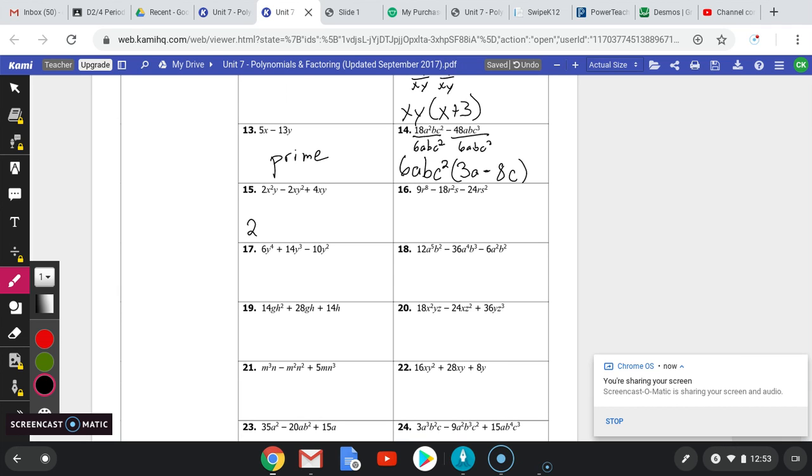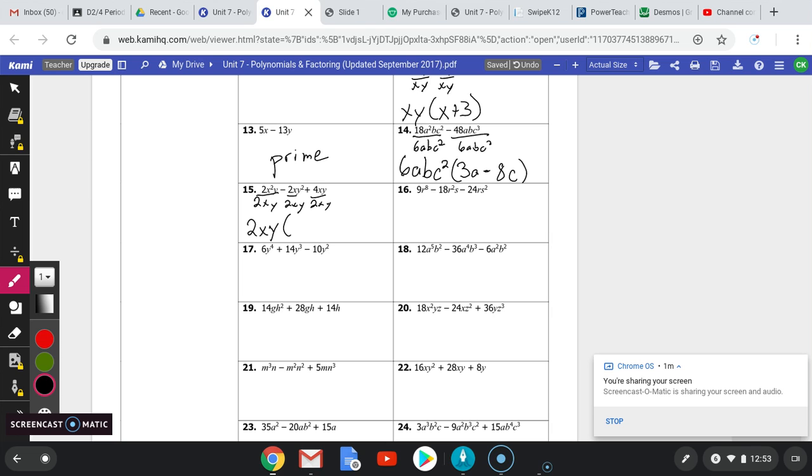Now look at the variables. I have an x squared on the first term, an x on the second term, and an x on the third term. So the most x's I could take away is just 1x. And then with the y's, I have a y squared, and y. So the most amount of y's I can take away is just 1y. So I divide each term here by 2xy.